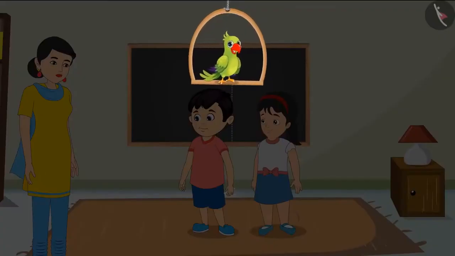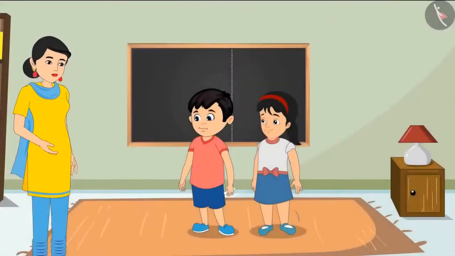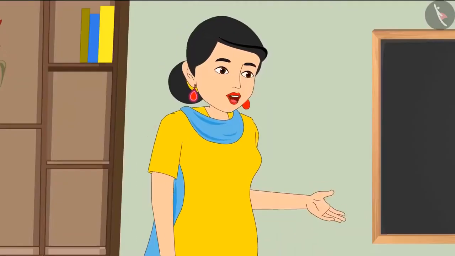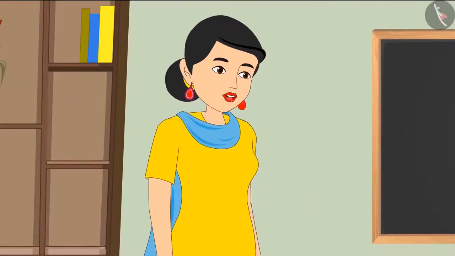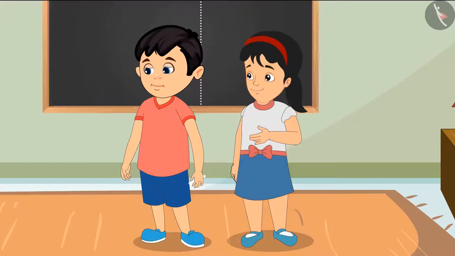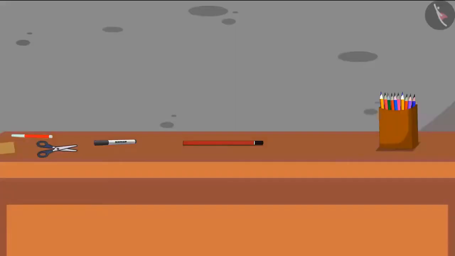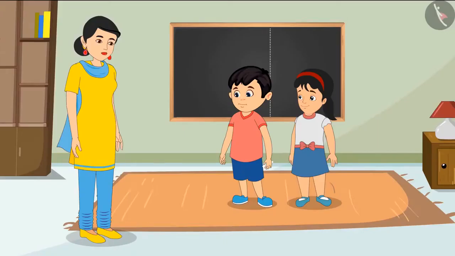Seeing Chotu and Pinky arguing, their mother comes there. Chotu, Pinky, why don't you do one thing? You take a measure of your space. It will tell you if any of you has more space. Yes, Mummy, it is right. But how will we measure, Mummy? Do one thing. Bring that pencil from the table and measure the blackboard.